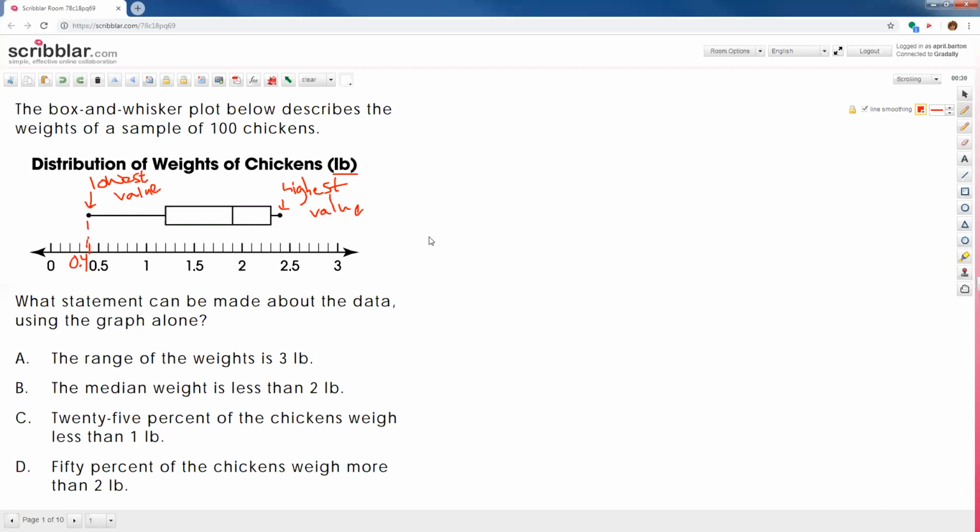Okay, so lowest value, highest value. So for this graph specifically, you would go down and say, okay, that highest value, that's 2.4. The biggest chicken was 2.4 pounds. The line in the middle of the box, this is called the median.